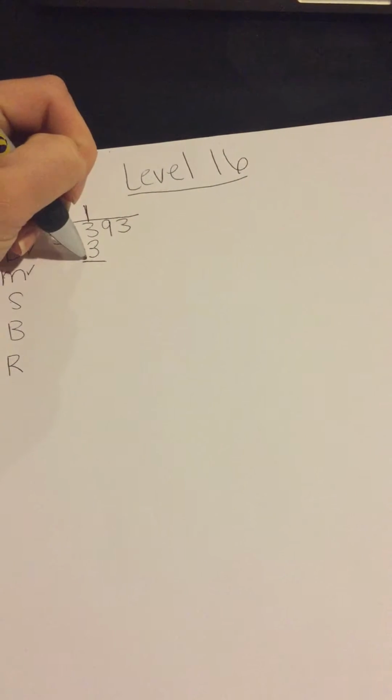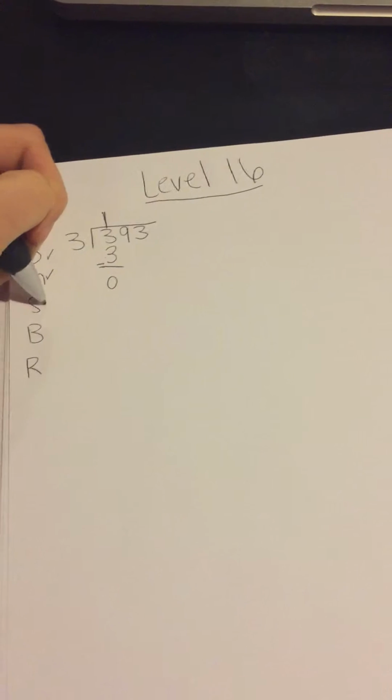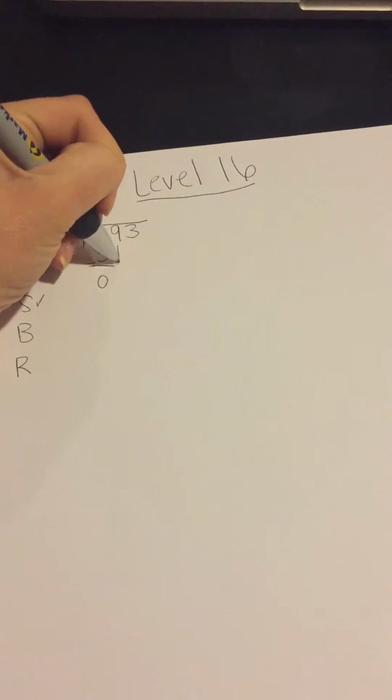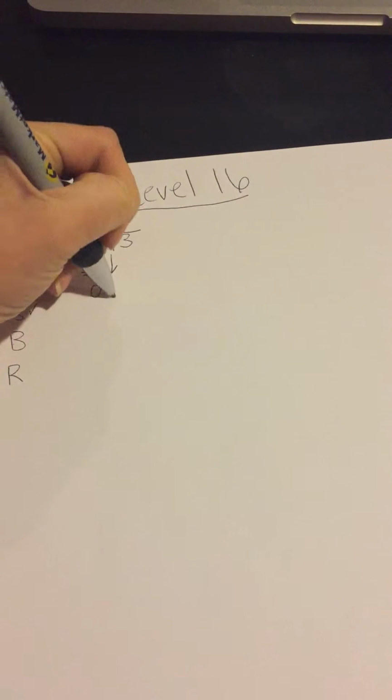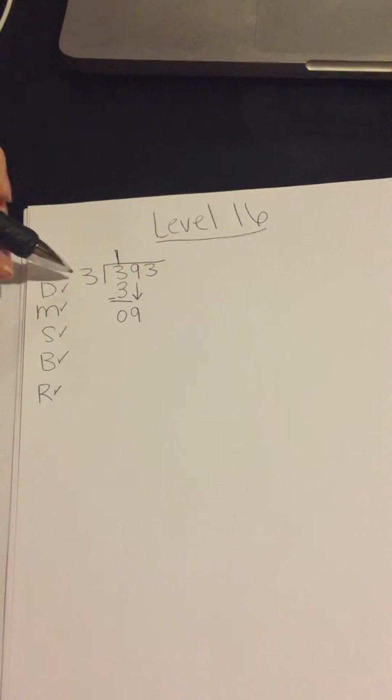Now we are going to subtract these two numbers. All right, 3 minus 3 is 0. Subtract it. Now we're going to go ahead and B, that means bring down. All right. Now, we brought down, now we just need to repeat. All right, so let's start over.